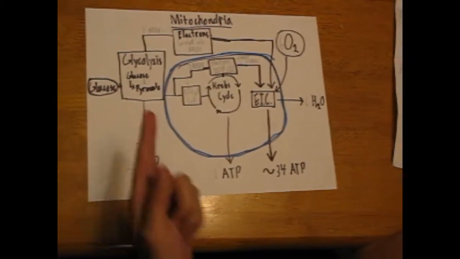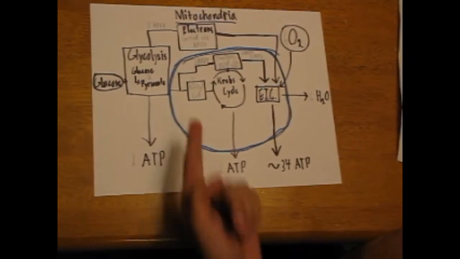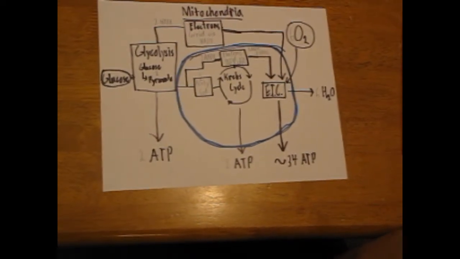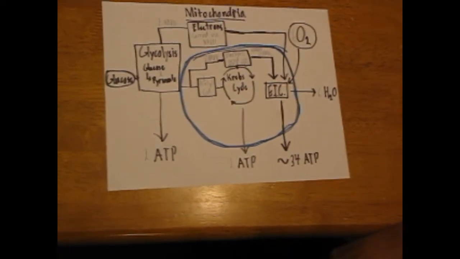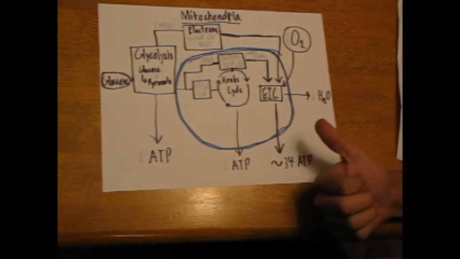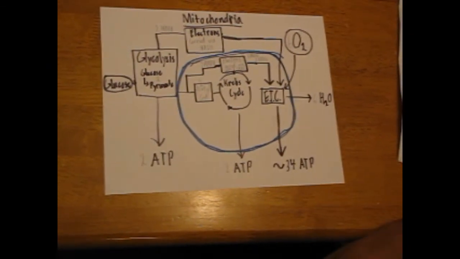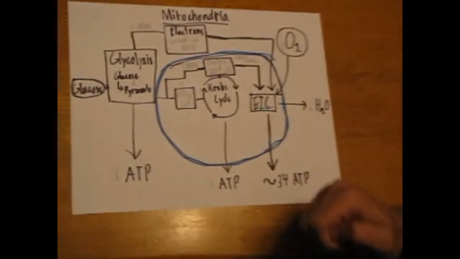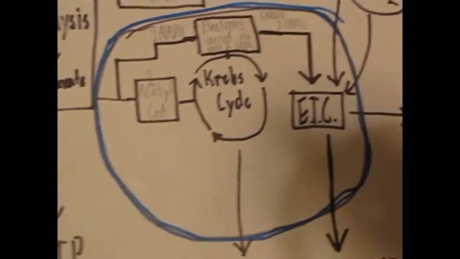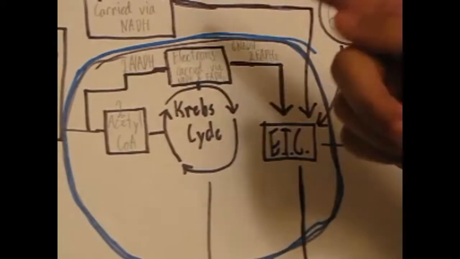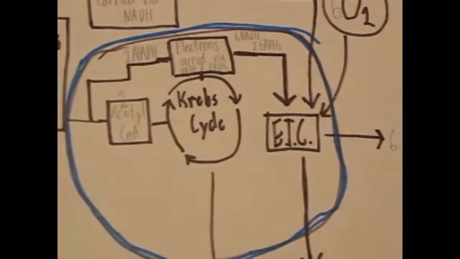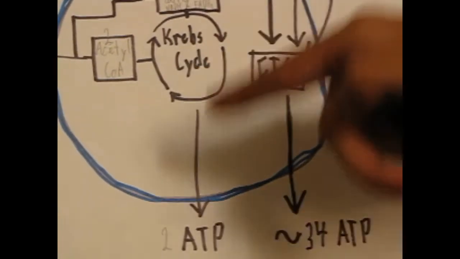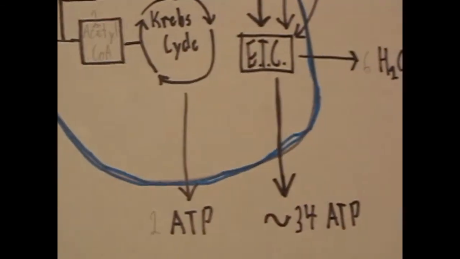We start with glucose, which goes into glycolysis and turns into 2 pyruvate, 2 ATP, and 2 NADH. The 2 NADH ride the electron transport chain all the way to the end. The 2 pyruvate enter the mitochondria and get turned into 2 acetyl-CoA and 2 more NADH, which also go all the way to the end. The acetyl-CoA enter the Krebs cycle and get turned into more ATP.